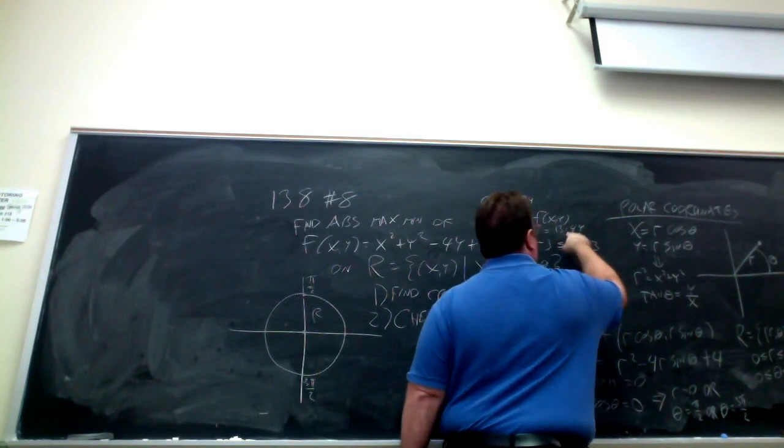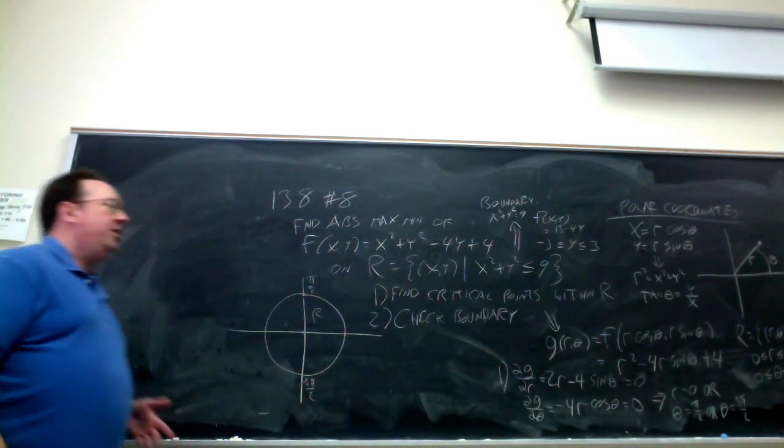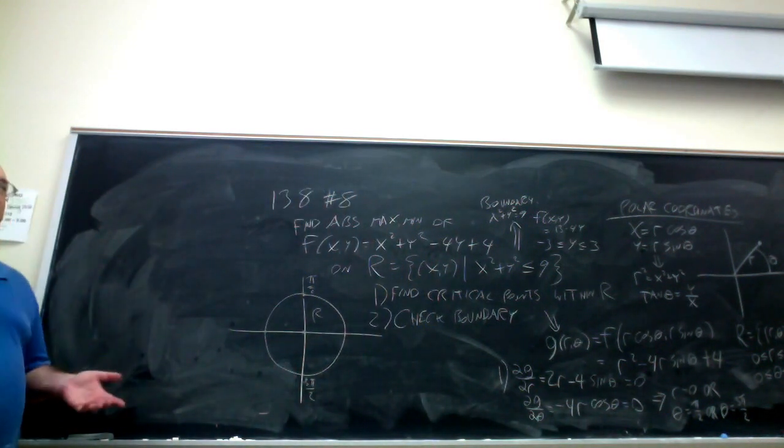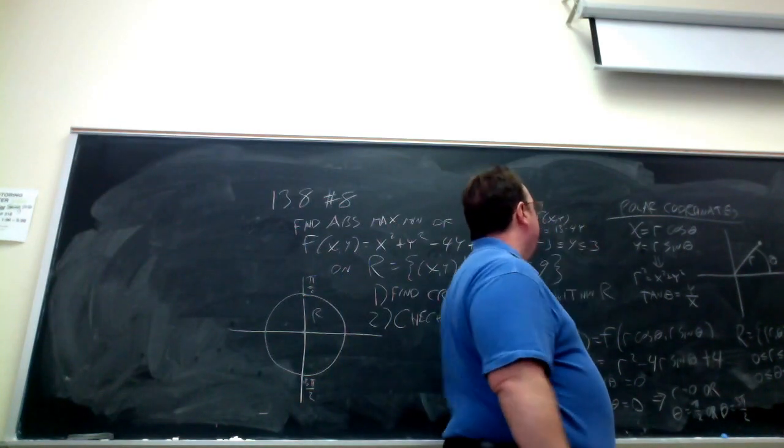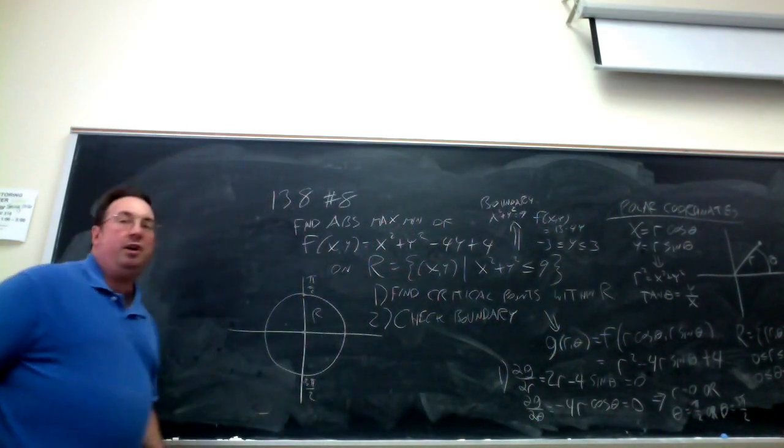And you can plug in those boundary values. 13 minus 4y is not going to have any critical points. Its derivative will never be 0. So you plug in the boundary y values and get your candidates that way.